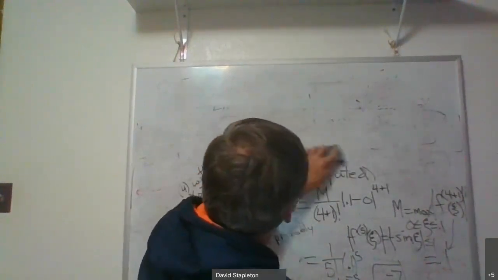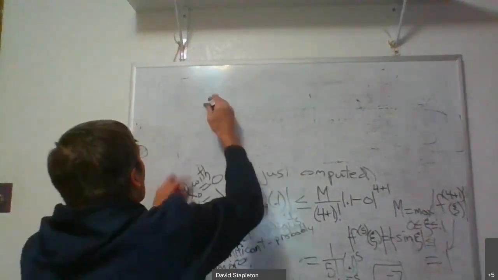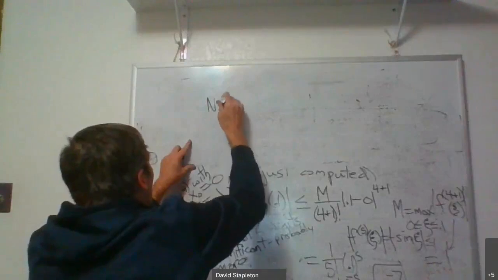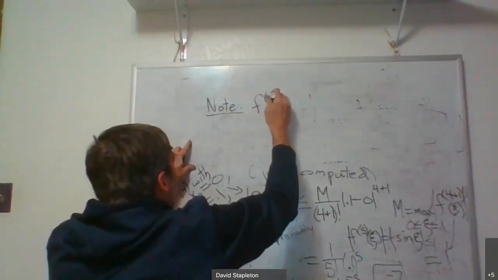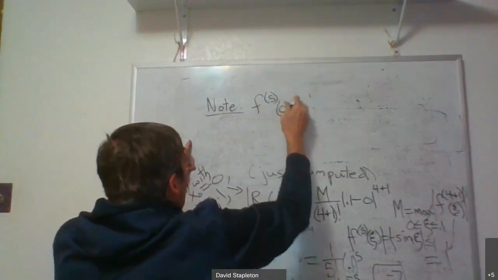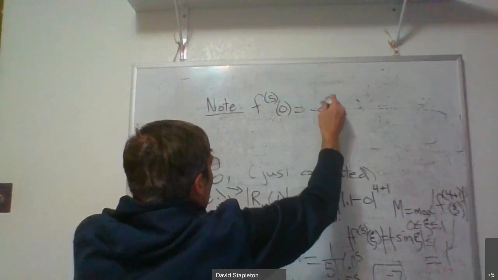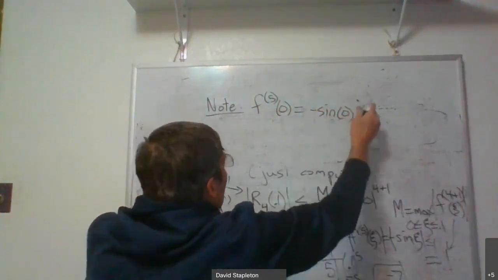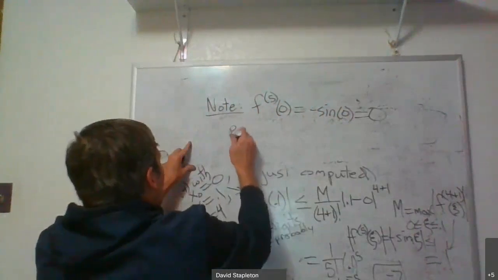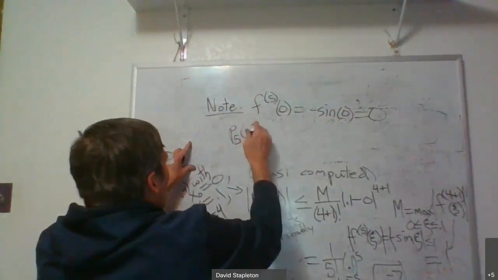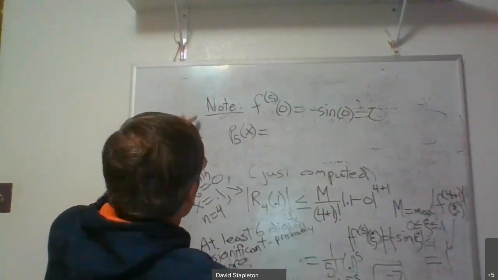Estimation. Note if you take the cosine, that's 0. The derivative of cosine is minus the sine, and at 0 it is minus the sine of 0. What does P5 of x look like? It's actually the same thing.